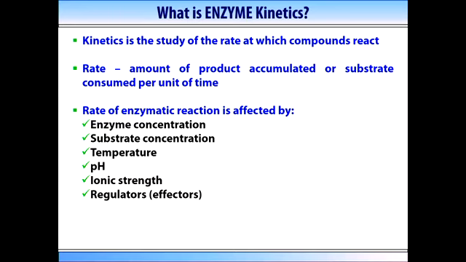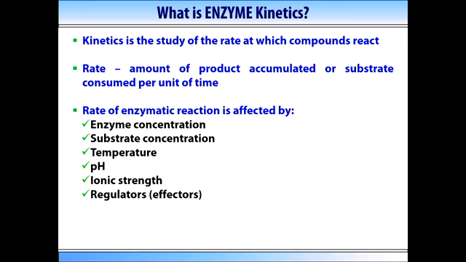You probably already had this partially, kinetics in one way or another, during your inorganic chemistry courses. Rate, or velocity, is the amount of product accumulated or substrate consumed per unit of time. Basically it's how many moles of product appeared over a certain amount of time. Rates of enzymatic reactions are affected by, of course, the enzyme concentration itself. The more enzyme, the faster the reaction will go.